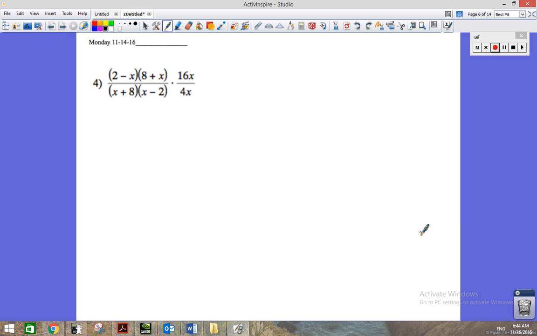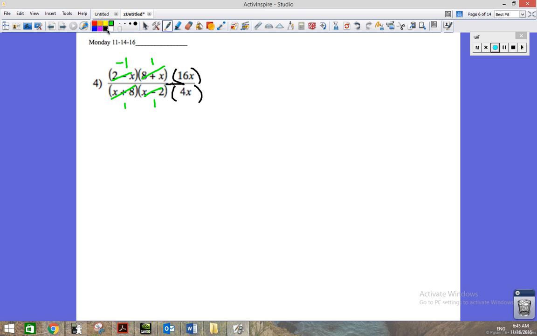Alright, so let's take a look here. Again, we have multiplication, so we just multiply straight across the numerator and straight across the denominator. So I'll put parentheses around this, and I like to do that for multiplication. And 8 plus x and x plus 8 are the same thing. They divide to 1. This and this divide to 1. 2 minus x and x minus 2 are not the same thing, but they are equal and opposite. They do divide to negative 1.